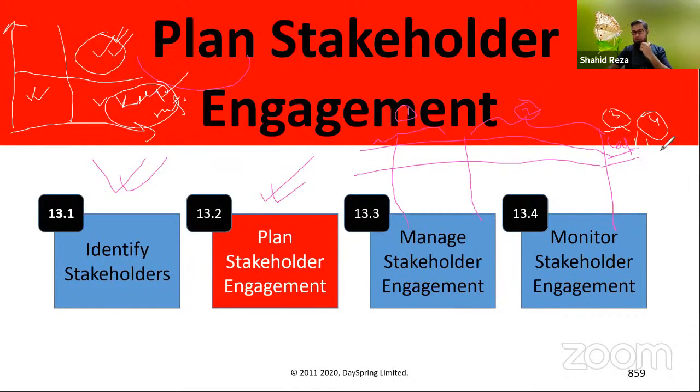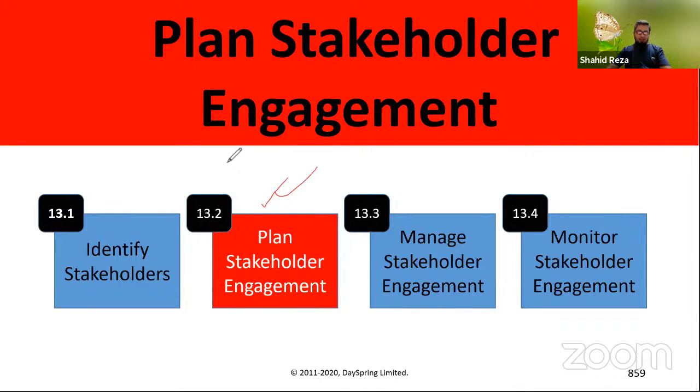So maybe we will plan 1, 2, 3, 4, 5 actions here to engage one particular stakeholder. So we can use the same table by extending the columns, like strategy to manage the stakeholders and also the action plans, what we need to do to involve the stakeholders at different important points of the project life cycle. That is what we will do in plan stakeholder engagement. So this is the high level concept of this process. Now let's dig deeper.